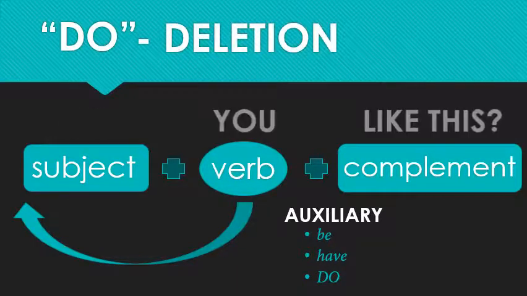Then, of course, with any inversion is the possibility of deletion, so keep that in mind as well. "Do you like this?" If you're texting your friend, you might just write, "You like this?" You get rid of the do, but it's still there. Do is always there. It's always taunting us. Keep that in mind. So those are the most important techniques for forming yes or no questions.